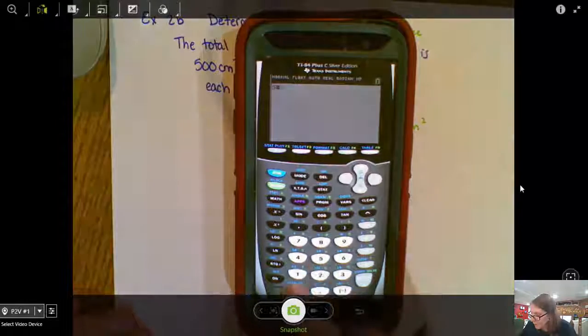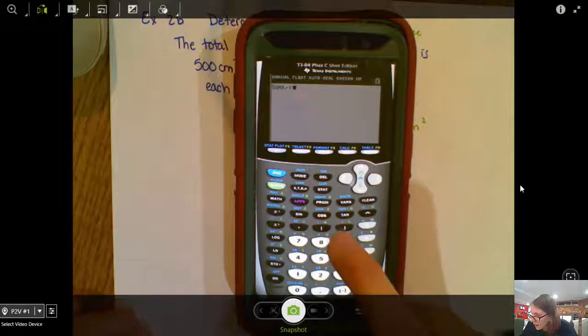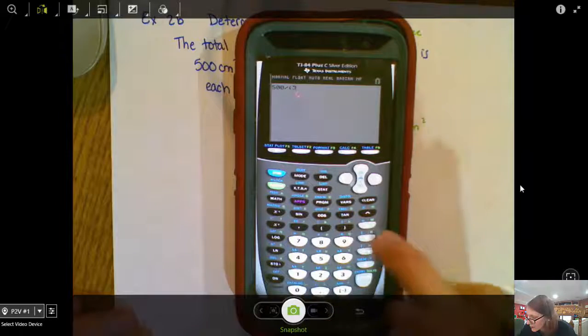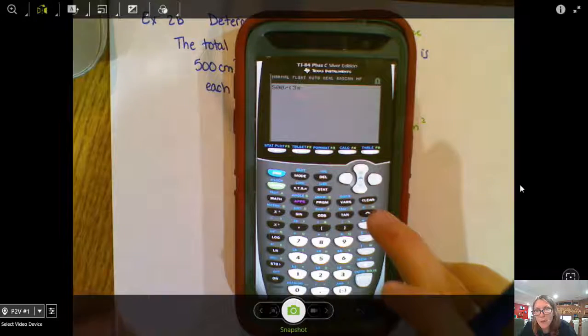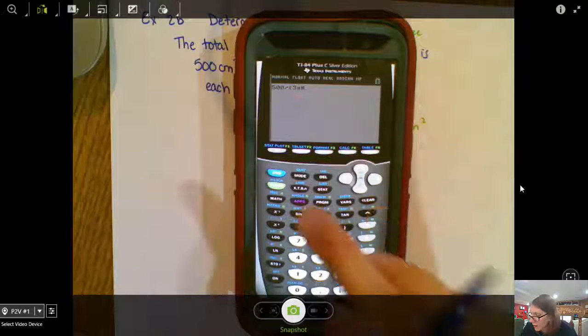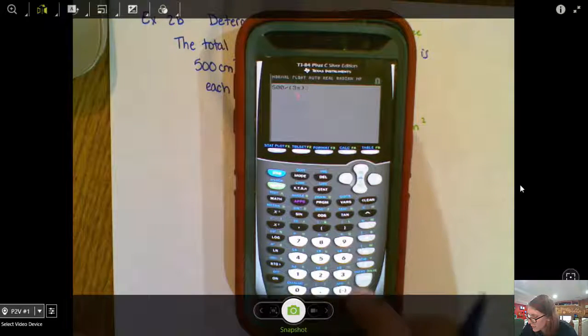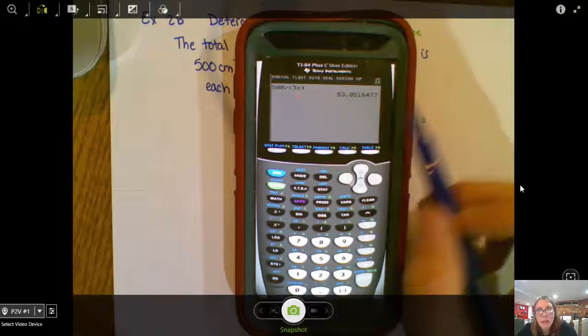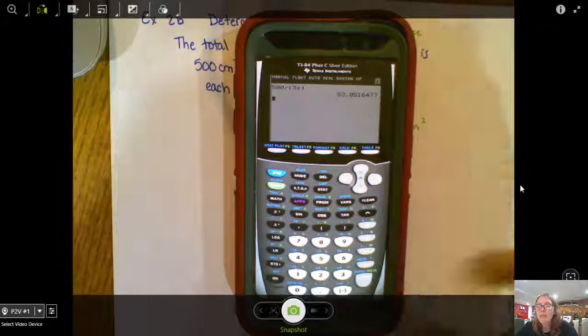And which I'll do in my calculator here. 500 divided by, and make sure you put your 3 pi in parentheses. Pi, if you forgot where it is, it's right here, right above the division sign. You have to hit second first. Alright, so 500 divided by 3 pi equals this long, messy number that's kind of gross looking.